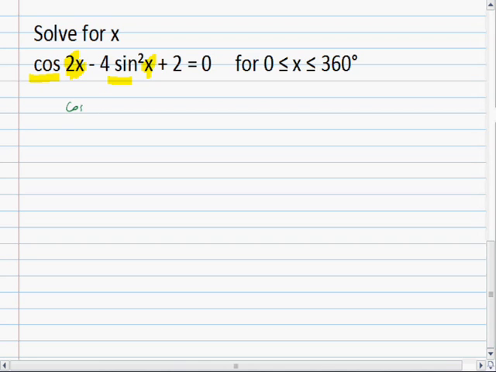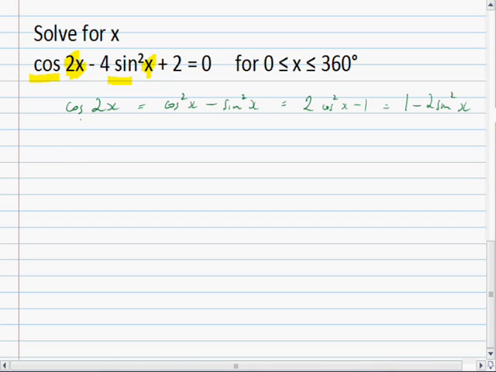The double angle formulas are these. Cos 2x equals cos squared x minus sine squared x. But because sine squared is 1 minus cos squared, we can also say that's 2 cos squared x minus 1. Or because cos squared is 1 minus sine squared, we can say that's 1 minus 2 sine squared x. So we're going to use one of these formulas in order to solve this.